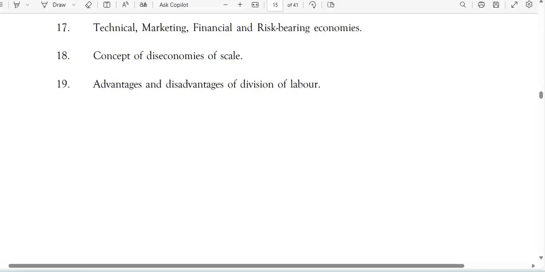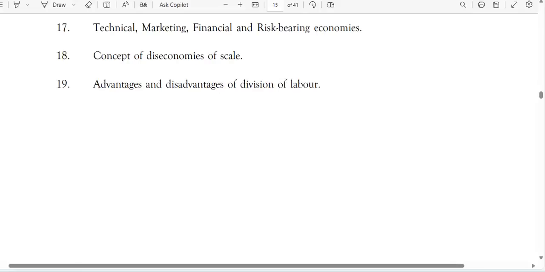Another advantage of division of labor is that it lowers costs of production. Efficiency reduces labor costs per unit. So in a factory, if 10 workers are producing 100 units in a day, it's cheaper than 5 workers doing everything, definitely. All right. Now we're going to look at the disadvantages of division of labor.